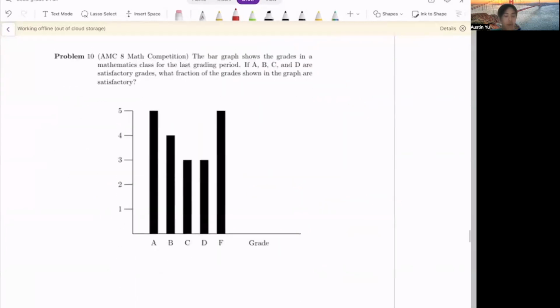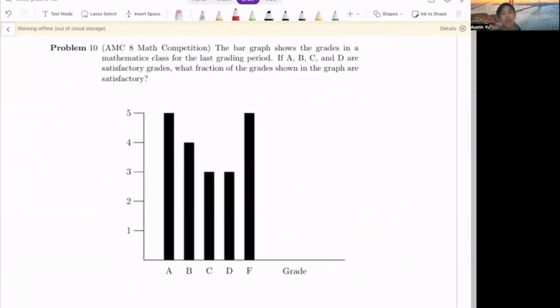Problem 10. The bar graph shows the grades in a mathematics class for the last grading period. If A, B, C, and D are satisfactory grades, then what fraction of the grades shown in the graph are satisfactory? So we see here that F is the only grade that is not satisfactory, so we need to see how many people got F. And as we see here, if we line it up to the numbers on the left, we notice that F has 5 students. Therefore, not satisfactory equals 5 students.